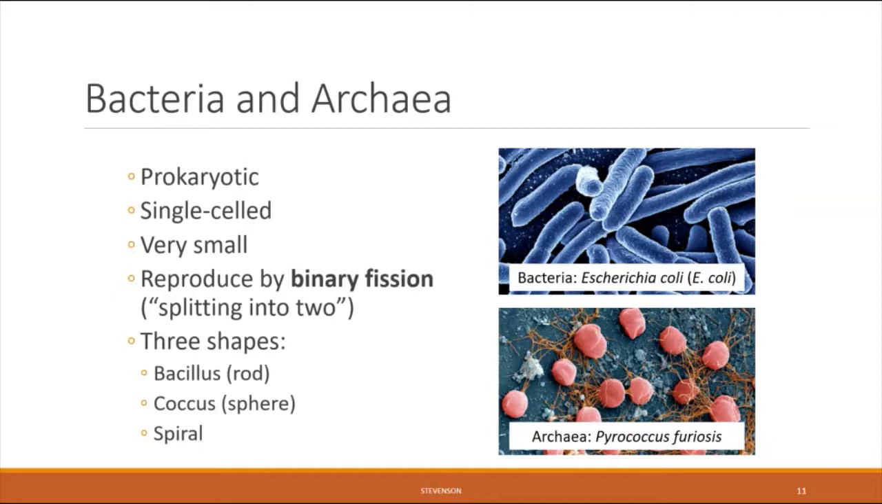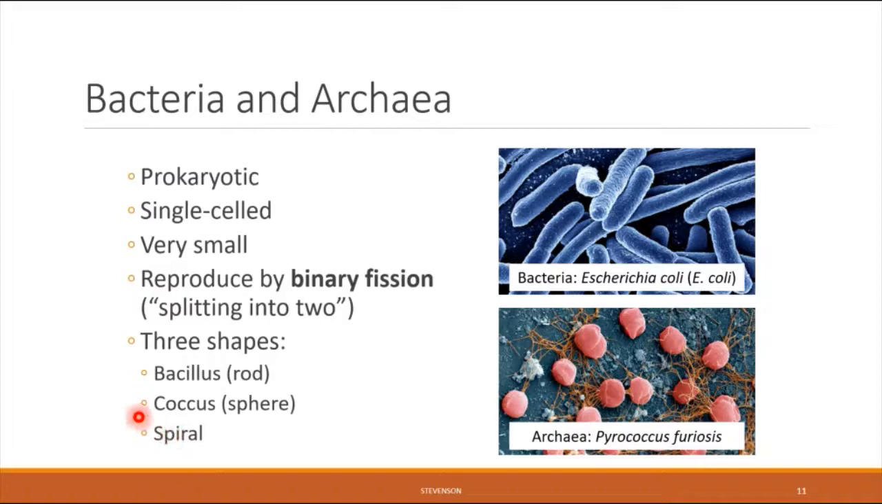Bacteria and archaea come in three different shapes. Bacillus is the name for the first one, and a bacillus-shaped bacterium or archaea is a rod-shaped bacterium or archaea. The one up here that you see is the bacterium Escherichia coli, which is simply abbreviated E. coli, and these are clearly bacillus-shaped, or rod-shaped, bacteria.